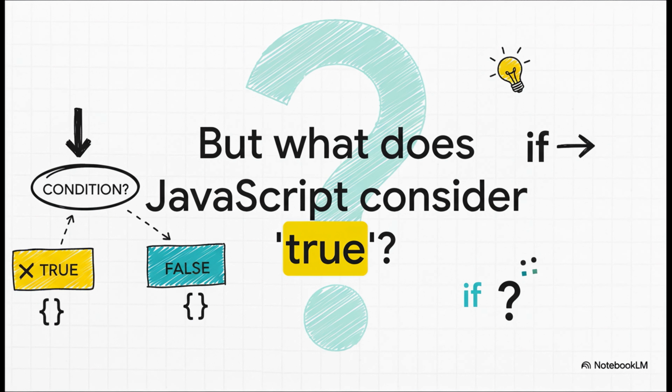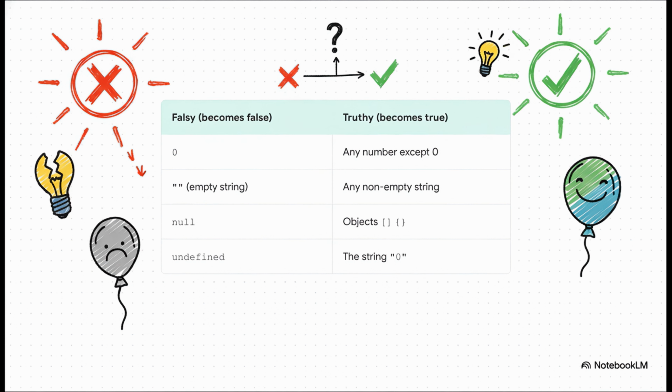So this brings up a really, really important question. What does JavaScript actually consider to be true? Because its definition is a little more flexible than you might guess. It doesn't have to be the literal word true. The if statement is smart enough to convert whatever you put in those parentheses into a Boolean for you. And this is where things get super interesting.